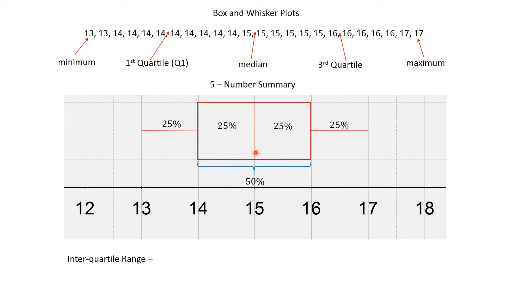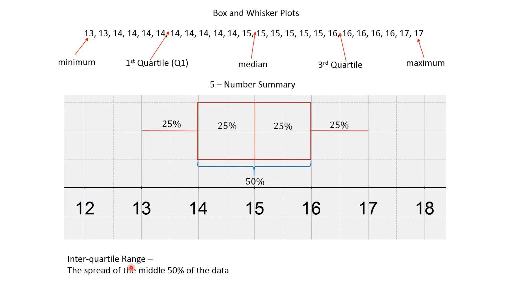Anyway, this middle box, this distance, is called the interquartile range. That would be the distance from the first quartile to the third quartile. And it talks about the spread of the middle 50% of the data, how far spread out. In our class ages, half the people are within 2 years of each other.